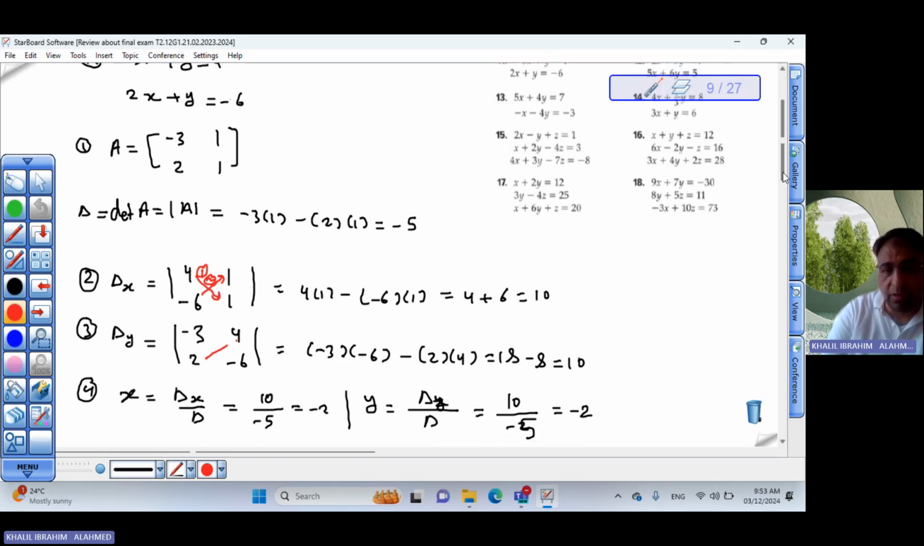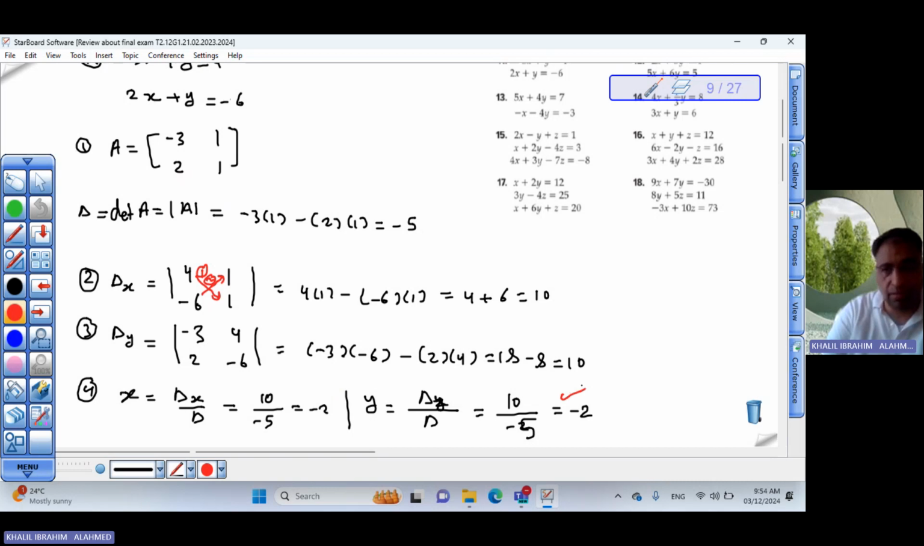Everything is ready now. How to find the value of x? Value of x equals delta x over delta. Delta x is calculated, 10 over minus 5. Minus 5, this is the general determinant. Okay, the answer here, negative 2. Also y, delta y over delta, this equals 10 over negative 5. This is equal also negative 2.